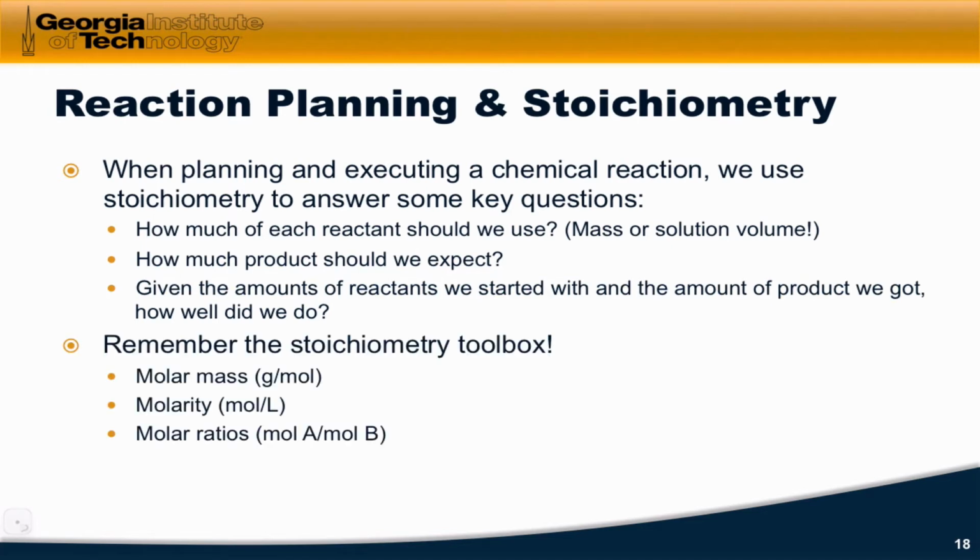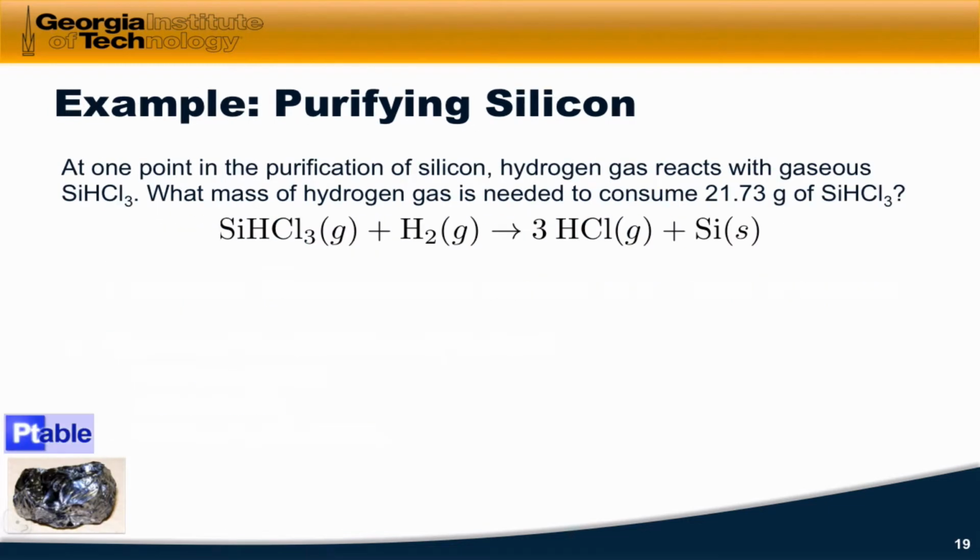And remember the stoichiometry toolbox here. Molar mass, molarity, and molar ratios or mole-mole ratios are the three primary tools that we put together to solve stoichiometry problems. It'll be up to you to lay out and understand how the pieces fit together to get to the quantity that a problem wants. But practice with these elements of the stoichiometry toolbox and you'll start to see patterns in problem types. So let's look at one more example, the reaction of hydrogen gas with SiHCl3.